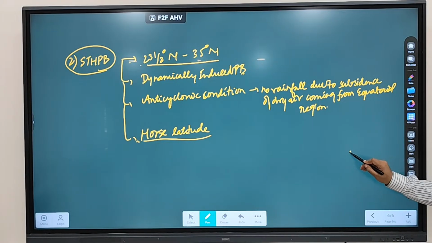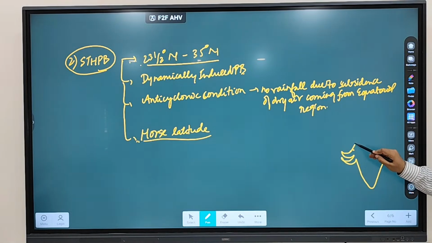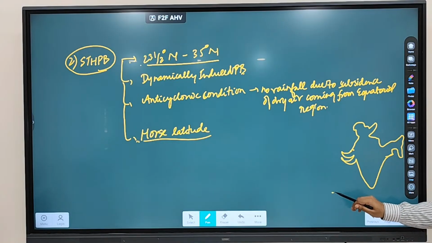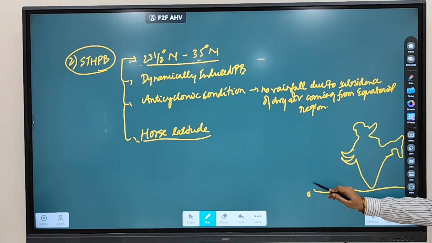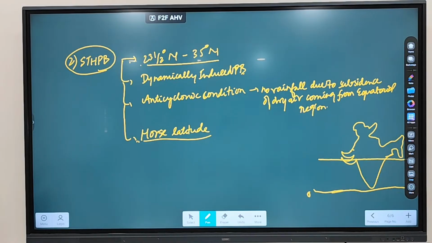Now, if you look at India, this is how you're going to find the map. This region is where the equator is, and this region is where the subtropical high pressure belts are. We discussed which wind blows over here.